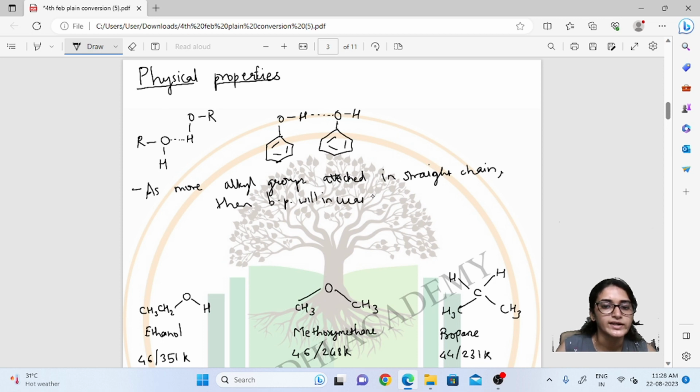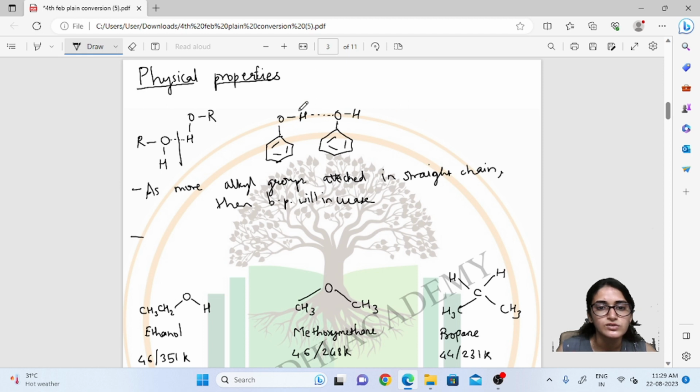Now one more factor affects alcohols and phenols, that is intermolecular hydrogen bonding. This is a very important factor. If you observe, I have drawn the structure of two alcohols: this is one alcohol, and towards the right there is another alcohol, ROH and ROH. If you see the O from the first alcohol and the H from the second alcohol, they are forming a bond. This is called intermolecular hydrogen bonding.